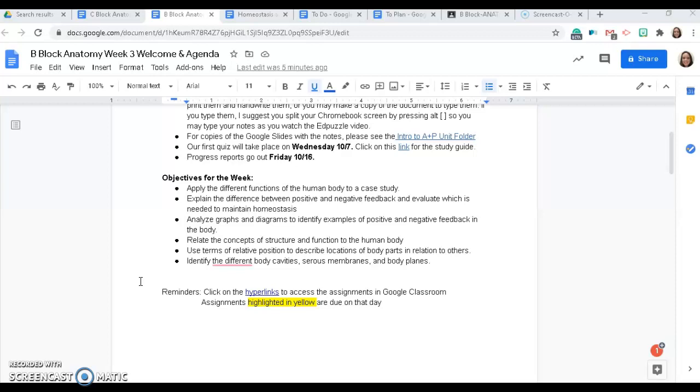While we're talking about positive and negative feedback, you're going to be doing some graph analysis and looking at some diagrams of homeostatic feedback loops in order to identify examples of positive and negative feedback, as well as effectors and receptors. We'll talk about structure and function of the human body. We'll introduce a whole lot of vocab this week, starting with terms of relative position, and then body cavities, serous membranes, and body planes.